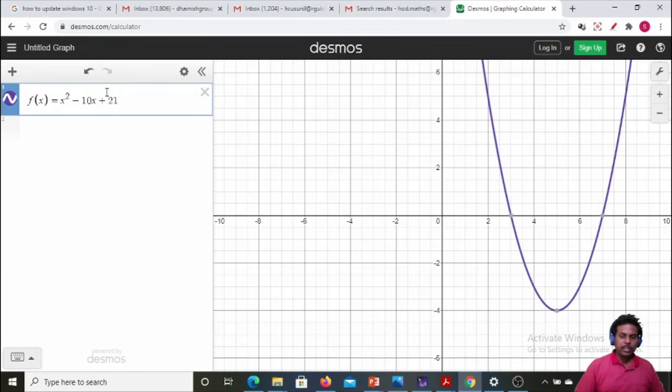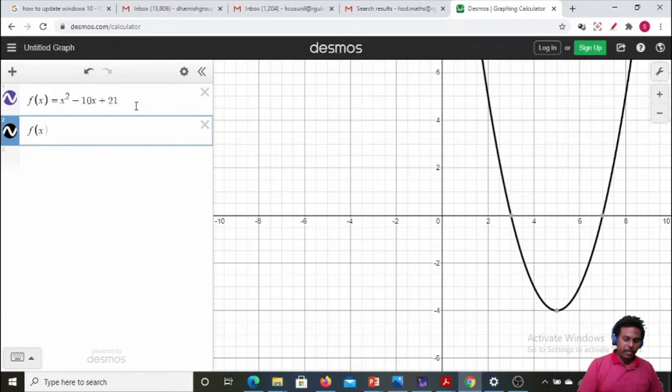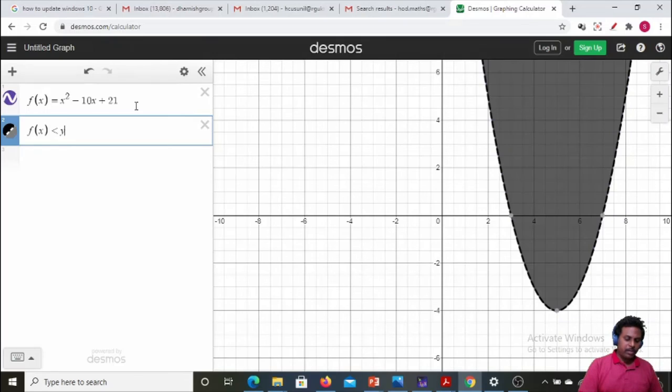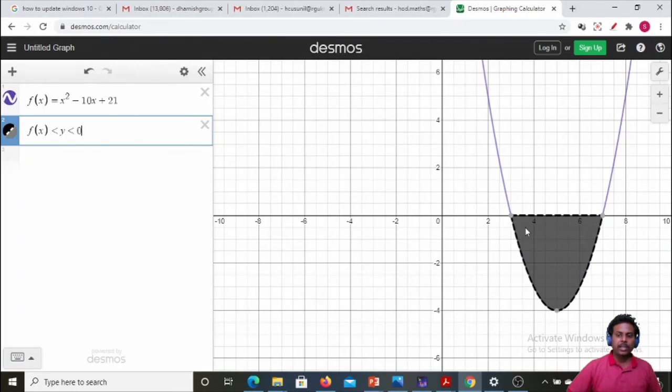And we have discussed this problem. Now I would like to find out when this f of x is less than 0. I would like to sketch f of x less than 0. So how do I give that input? Let us see. So f of x must be less than 0. You type f of x here, and less than 0, all those y values less than 0. Okay, so this is how you can sketch.